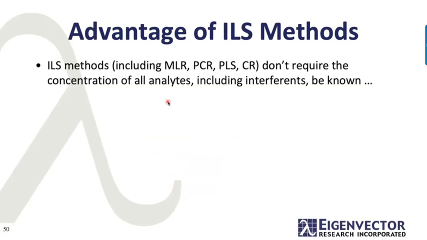And the nice thing about inverse least squares models, which include multiple linear regression, principal components regression, PLS, etc., is that they don't require that the concentration of all the analytes, including the interference, be known. So when you make the model, you only have to know what your analyte of interest, the one you're trying to predict, is doing. You need that for the calibration.